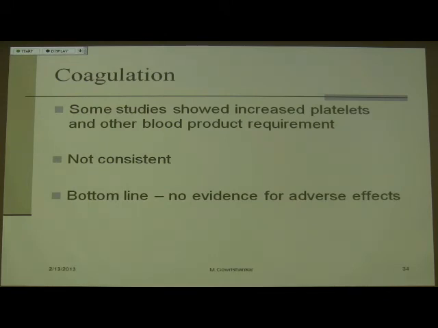What about coagulation? So that's always a worry in someone who's got a lot of fluid being given, particularly post-operative or intra-operative. So there seems to be some indication that maybe patients who received normal saline require more platelet support. But this is not a significant difference. So there's a trend. So we don't know what the underlying etiology of the patients that required this more platelet transfusion. So it's not consistent across the literature. So the bottom line is there is no evidence for adverse effects.